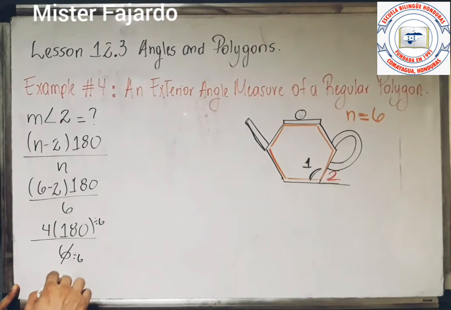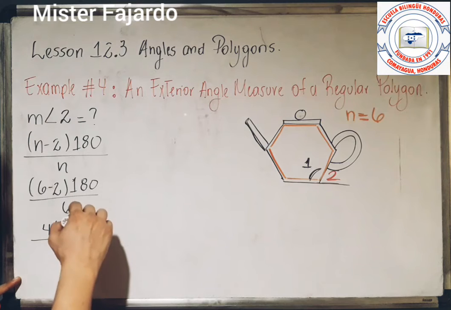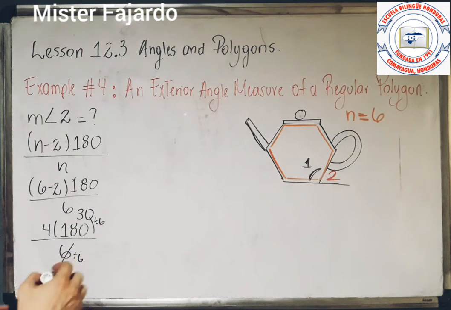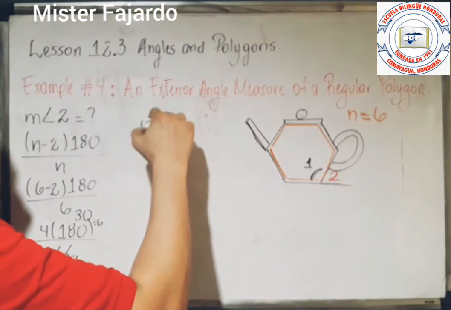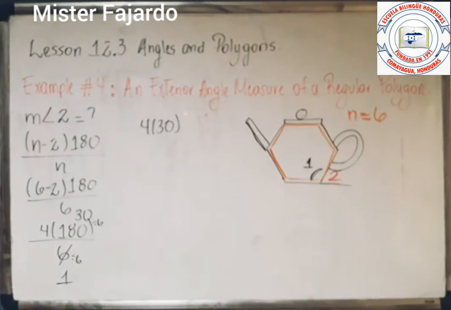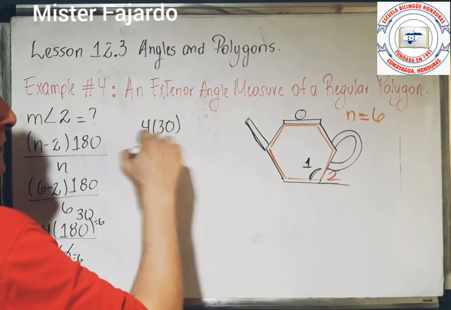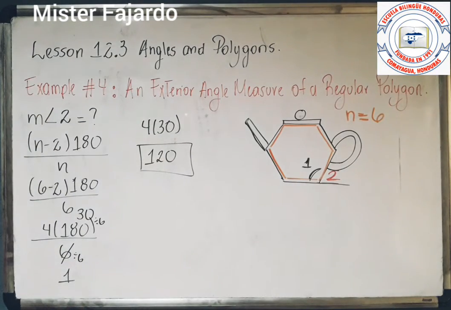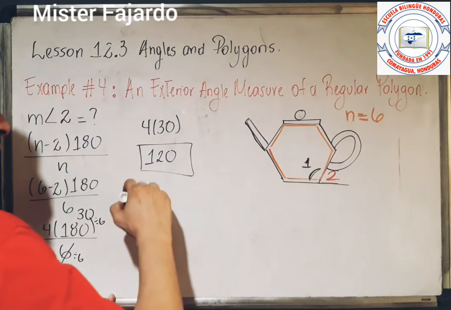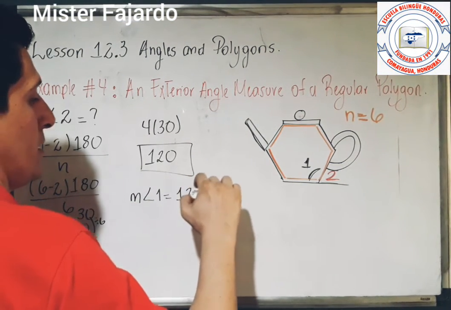6 divided by 6 is 1, and 180 divided by 6 is 30. That means you have 4 times 30 to know the measure of each angle, okay? And if you multiply this, you're going to have 120. That is the measure of each angle, okay? That means that the measure of angle number 1 is equal to 120 degrees.